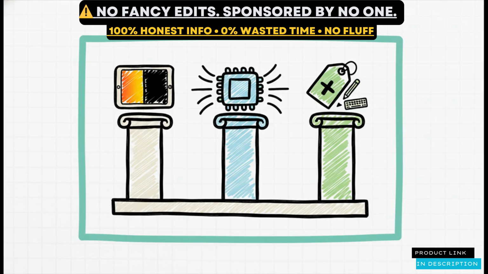So, quick recap. The 3 pillars you absolutely have to get are: number 1, the display technology, where OLED is way better for color work. Number 2, having enough RAM, 8 gigs minimum. And number 3, always factor in the true cost of all the accessories. Got it? Good.